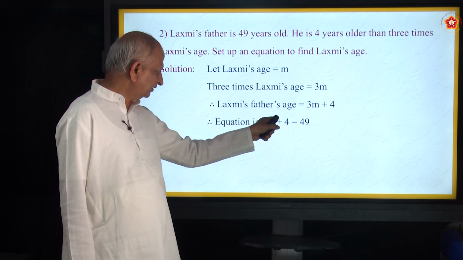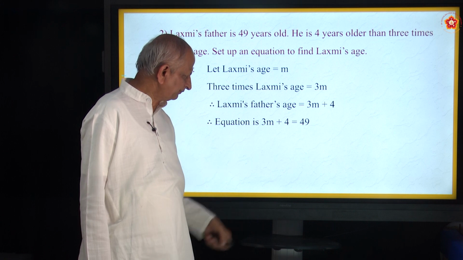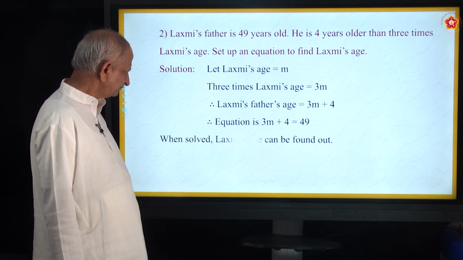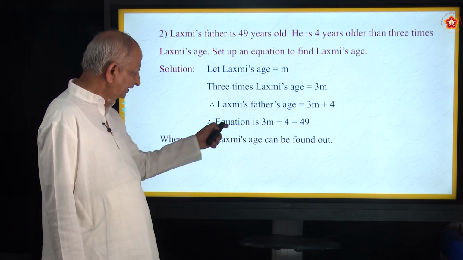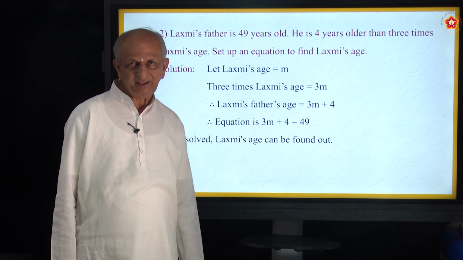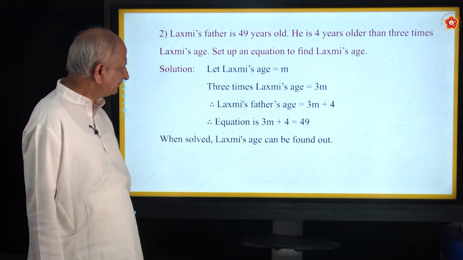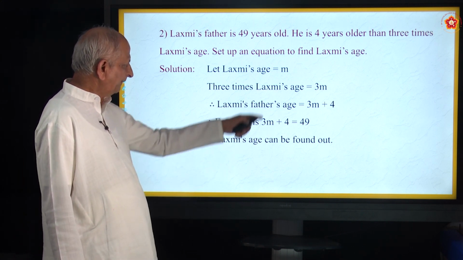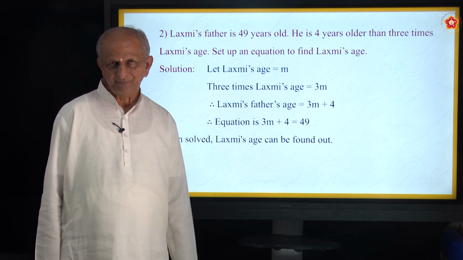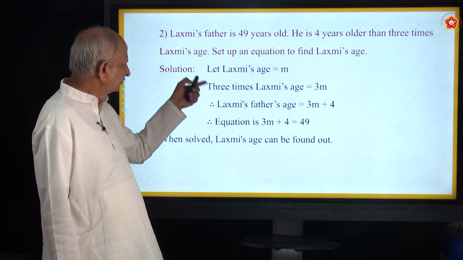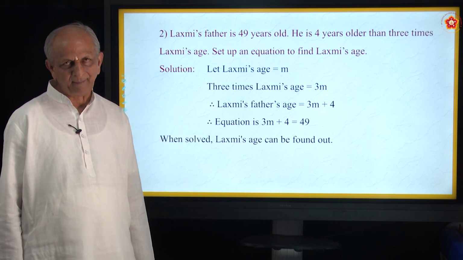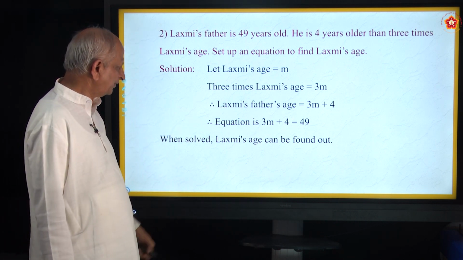Suppose you want to find, bring this 4 this side, it becomes 45. M is equal to 15 years. Lakshmi's age becomes 15 years. Okay? That is how you have to write the equation. Okay? Here M is called a variable. You have to write first whatever you have to find out, you take it as X or A or M, etc. Then write the equation. Okay?